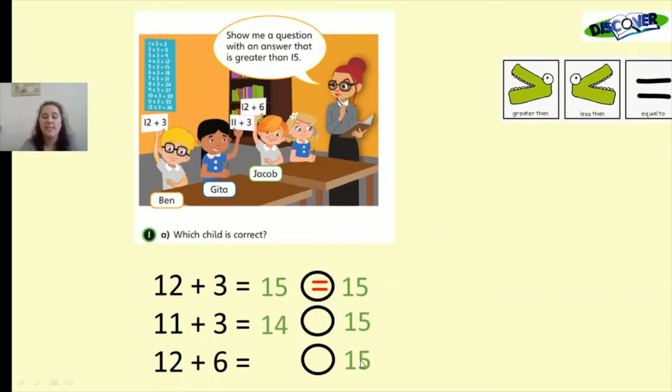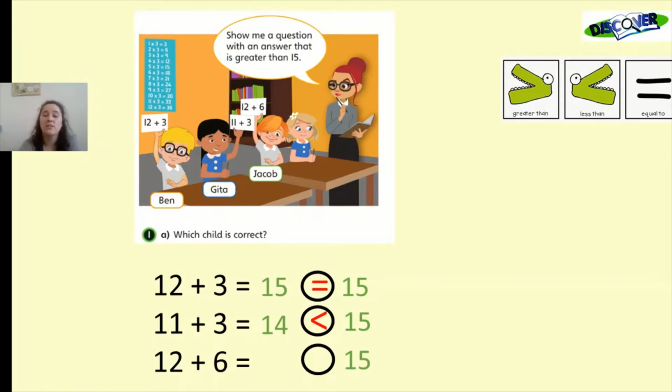Now we need to see if that's greater than or less than 15. What do you think we're going to need? Are we going to need our greater than or less than symbol here? Is 14 bigger or smaller? That's right. 14 is smaller than 15. So we need our less than symbol. So was Geeta right? Did she find a sum that was greater than 15?